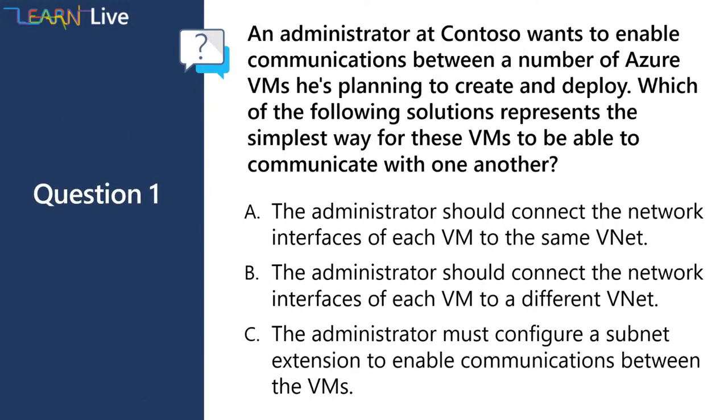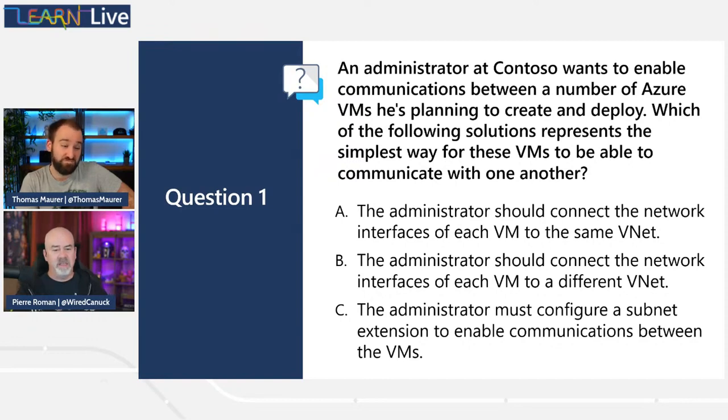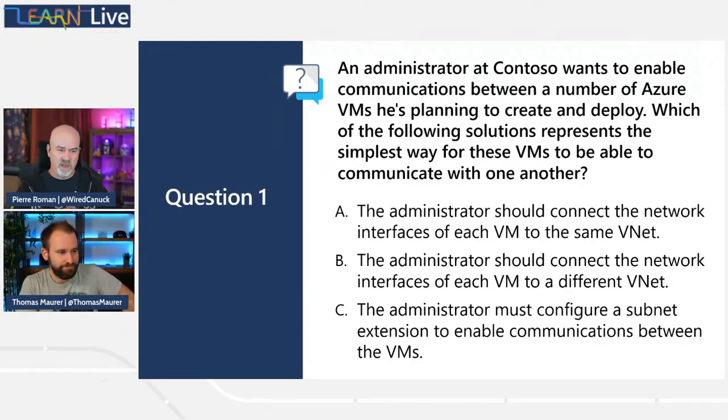An administrator at Contoso wants to enable communication between a number of Azure VMs he is planning to create and deploy. Which of the following solutions represents the simplest way for these VMs to be able to communicate with one another? A, the administrator should connect the network interfaces of each VM to the same VNet. B, the administrator should connect the network interfaces of each VM to different VNets. And C, the administrator must configure a subnet extension to enable communication between the VMs.